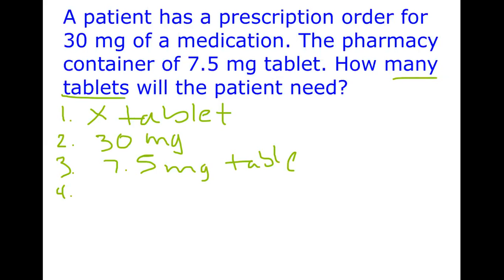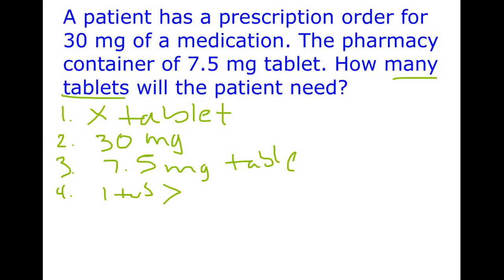Oh, our approximate answers. So we're going from 7.5 milligrams to 1. So we're going from a smaller to a greater number. So our number should be greater than 1 tablet, right? And then let's set up our problem.